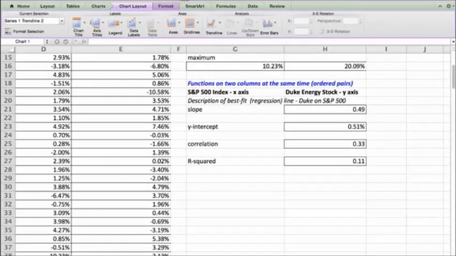And that concludes our demonstration of how you can use Excel on arrays of data.